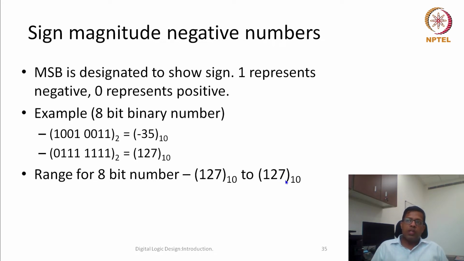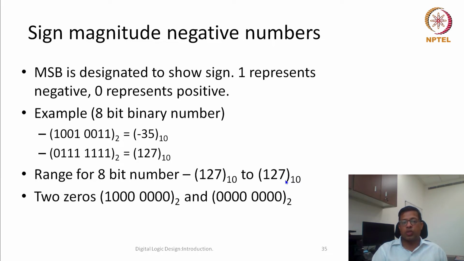So it looks good, intuitive, and it looks to work also, but there are a few challenges here. One challenge is that there are two zeros. One is a negative zero, because the sign is minus. 1 represents minus sign, so this particular representation is a minus 0 and this particular representation is a plus 0. So having two zeros is complicated.